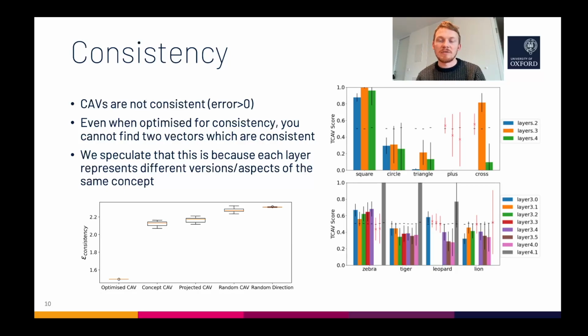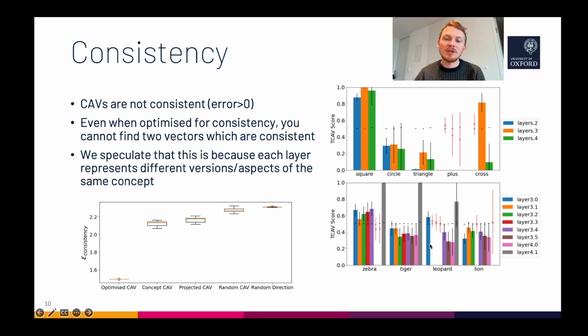On the right, we've got two different examples. One is for the elements dataset at the top, where the cross concept has a high positive sensitivity in layer 3, but a high negative sensitivity in layer 4. So these two adjacent layers basically tell us opposite things about the sensitivity of the model. That's very difficult to interpret until you start thinking that maybe the CAV you created for cross means slightly different things in those two different layers.